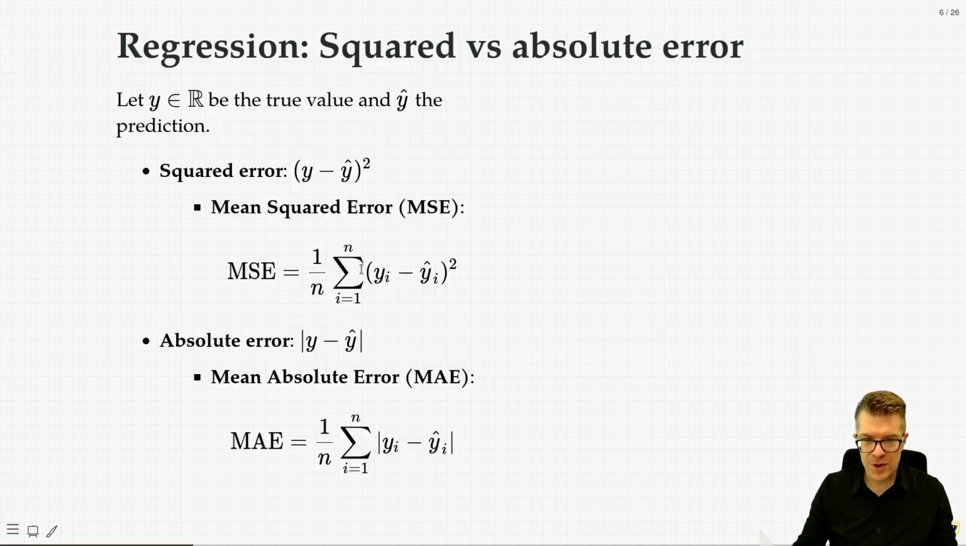So we talked about this earlier. You just sum over all of the instances n. You compute the squared difference, and then you divide by n to give you the average. This is the mean squared error, or MSE.